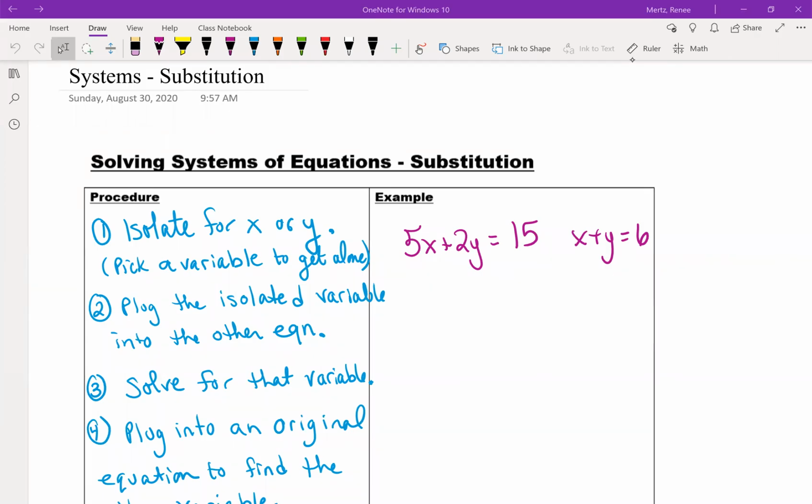Hi guys, today we're going to do our second way of solving systems of equations. This method is called substitution. So if you look through the steps, you might want to hit pause after I read each of them.